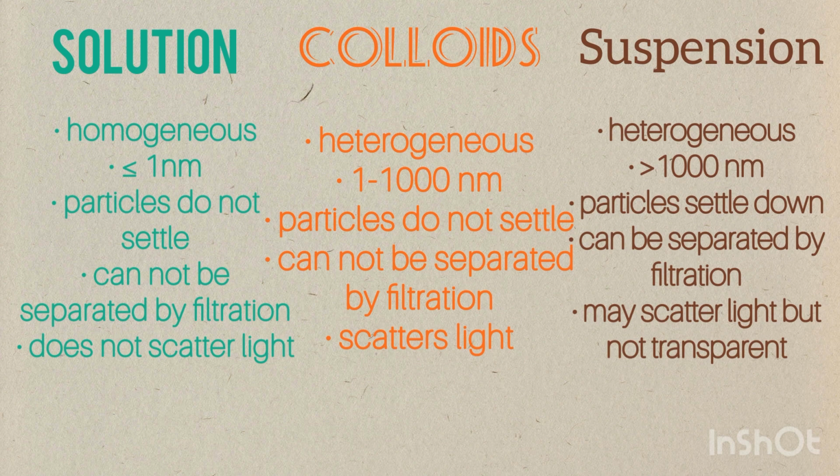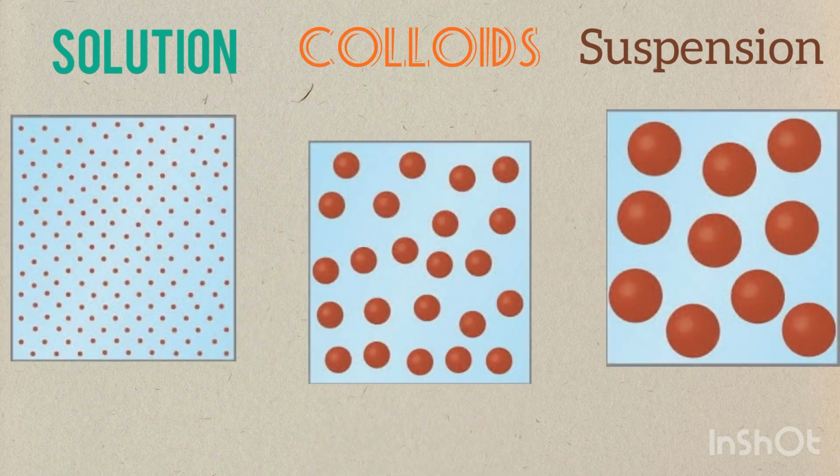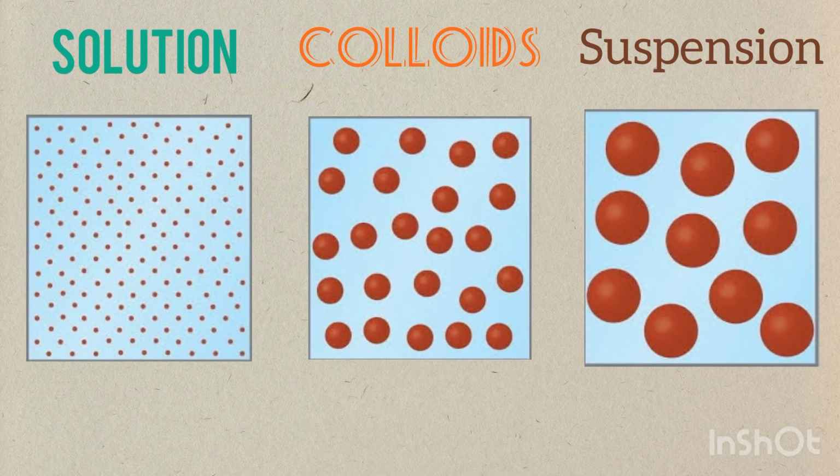Another similarity between the solution and colloids is that both of them cannot be separated by filtration due to their small particle size, but the particles of a suspension can be separated by filtration. Finally, solutions cannot scatter light, while on the other hand, colloids can scatter light, as we demonstrated in the Tyndall effect. And as for suspensions, they may scatter light, but it's not always a transparent mixture. Here are some particle models for each type of mixture.